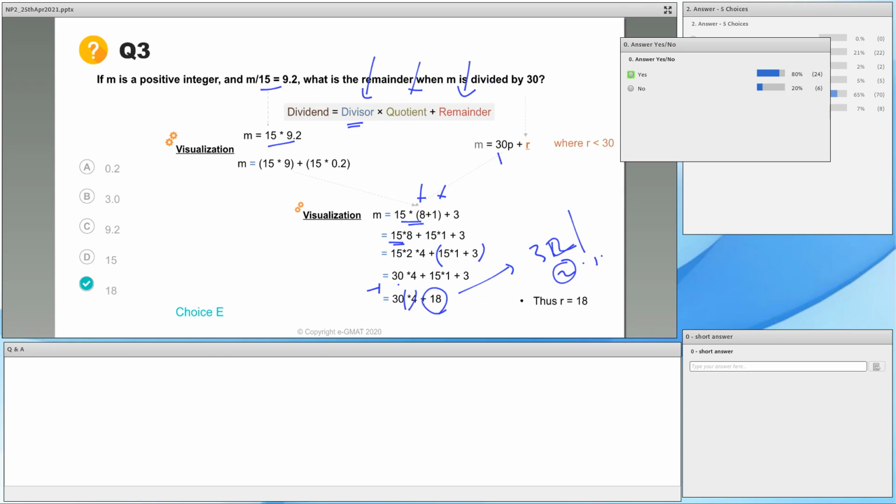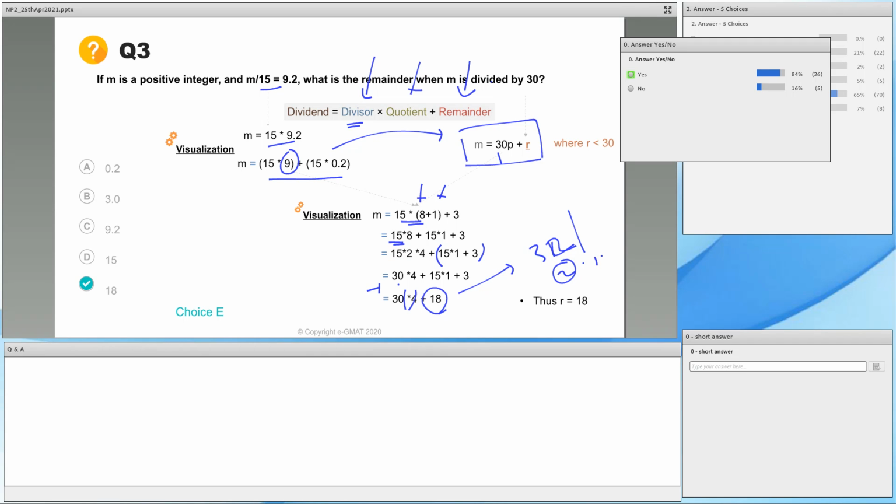We broke this up this way. And then we said, hey, we want it in this format. We want to represent m as 30 into something plus whatever the remainder is. How do you get from 15 to 30? That's all you need to think about. Here, you did not have a 2 ready for converting 15 to 30. So you got a little more creative. You did 8 plus 1.